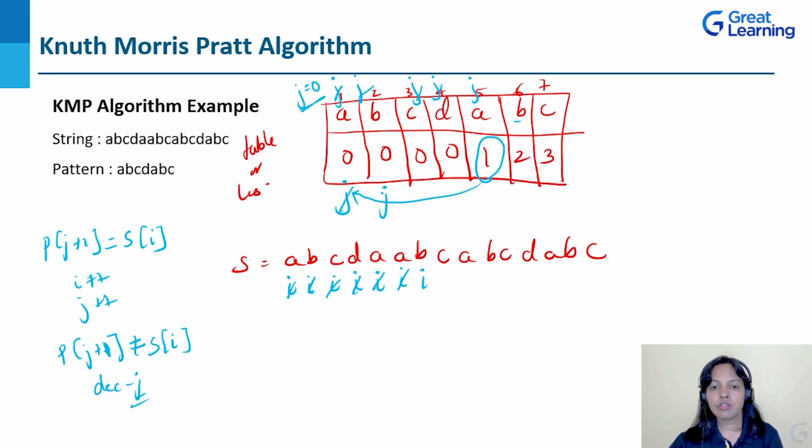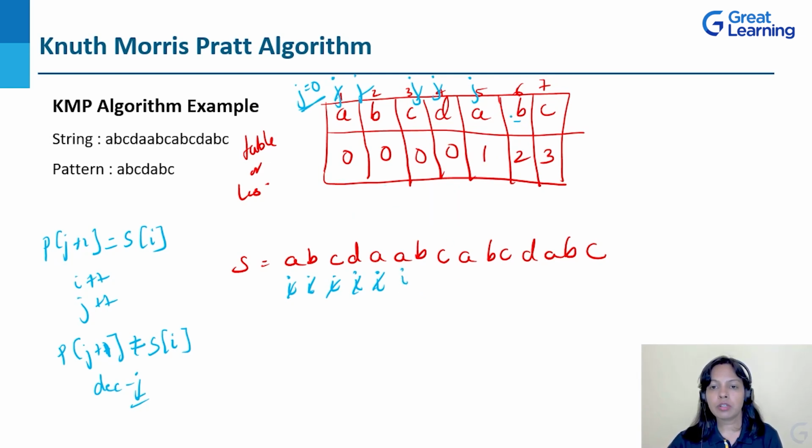Now I and j are equal again here, right? So j will be incremented to this and I will also be incremented to this. Now j and I are equal again here. So both will be incremented, right? So j will be incremented and I will also be incremented.